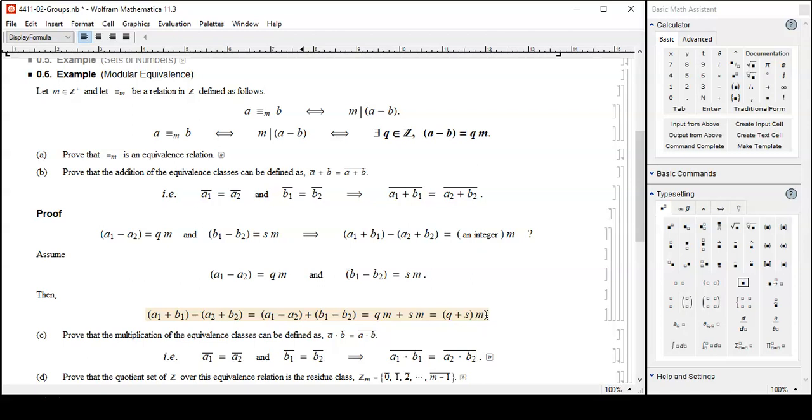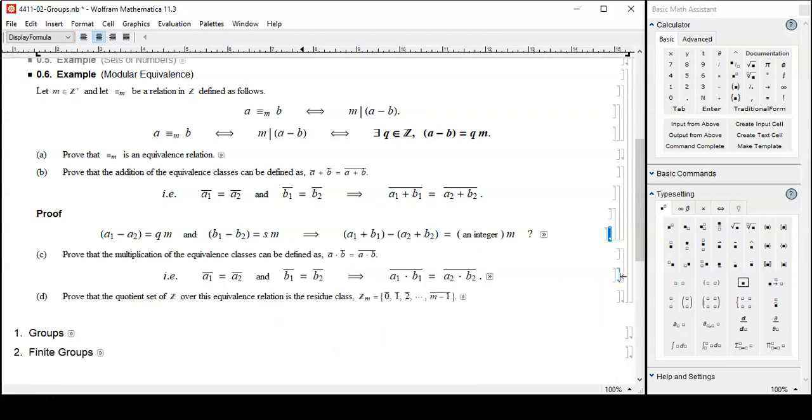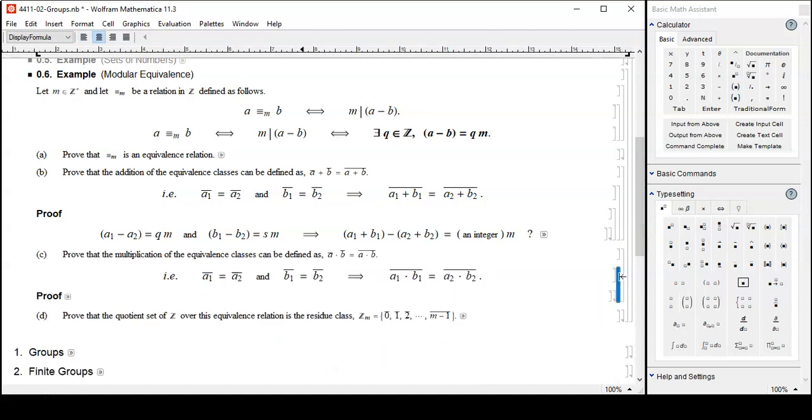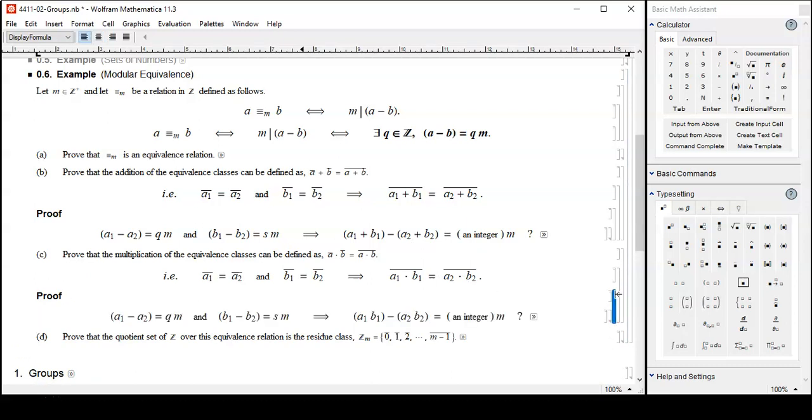All good? Question? How about the second proof? We have to do something similar. Here we get qm, there you get sm, but instead of addition, we have to have multiplications. Here's the setup. Make sense?